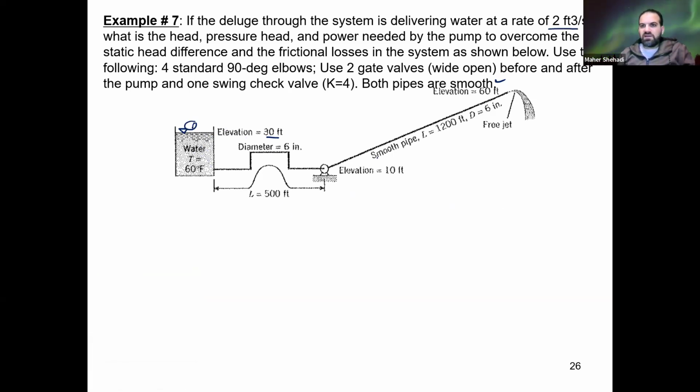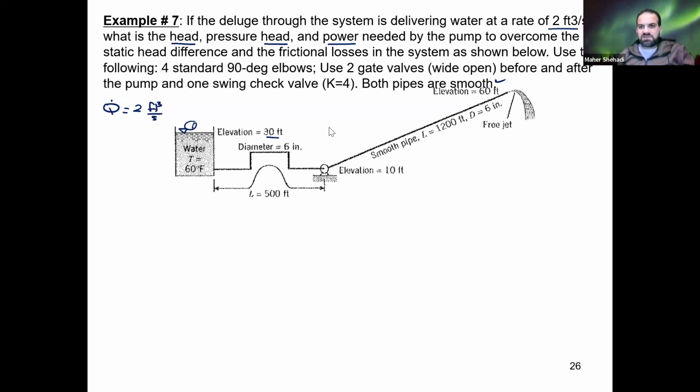It's moving at a rate of 2 cubic feet, so Q dot is 2 cubic feet per second. We need to find the pump requirements, which include the head in feet or inches, the pressure head in PSI or pound per square foot, and then we need to find the power. We'll try to find it in horsepower. To overcome the static head difference, the friction losses, so to overcome all the obstacles which we will find or to meet the requirements that are listed here.